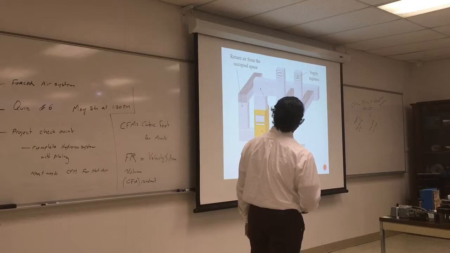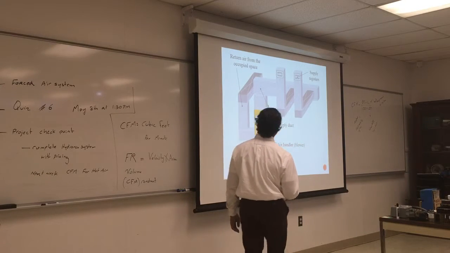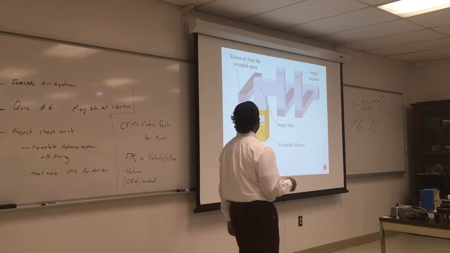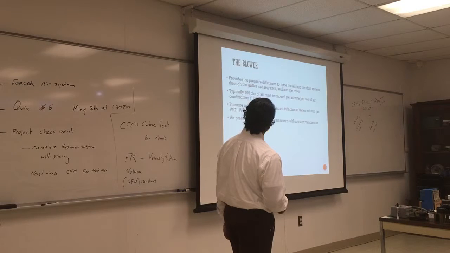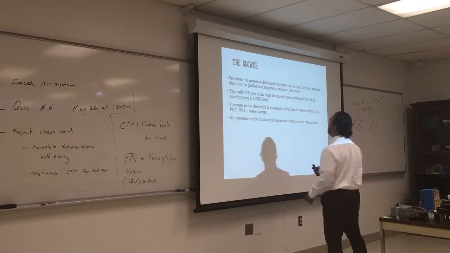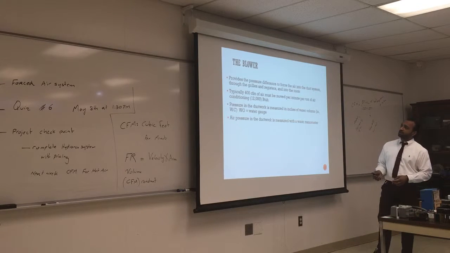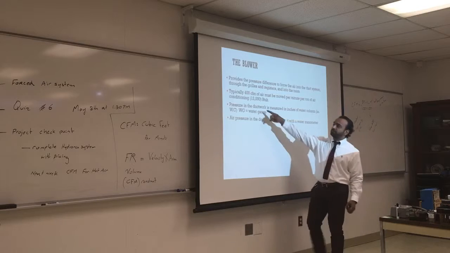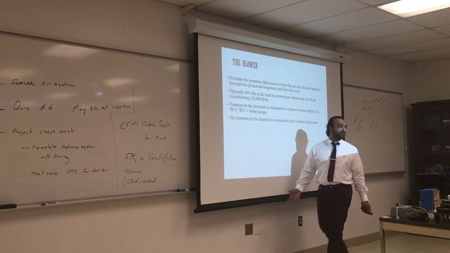So these are supplies and these are returns coming into the air handling unit. And if you notice, this is probably for cold air. So the blower motor provides a pressure difference to force the air, to move the air from one region to another. Typically, we have 400 CFM of air that must be moved per minute per ton of refrigeration. So for a ton, that's 12,000 BTUs. We want 400 CFM to move that around.